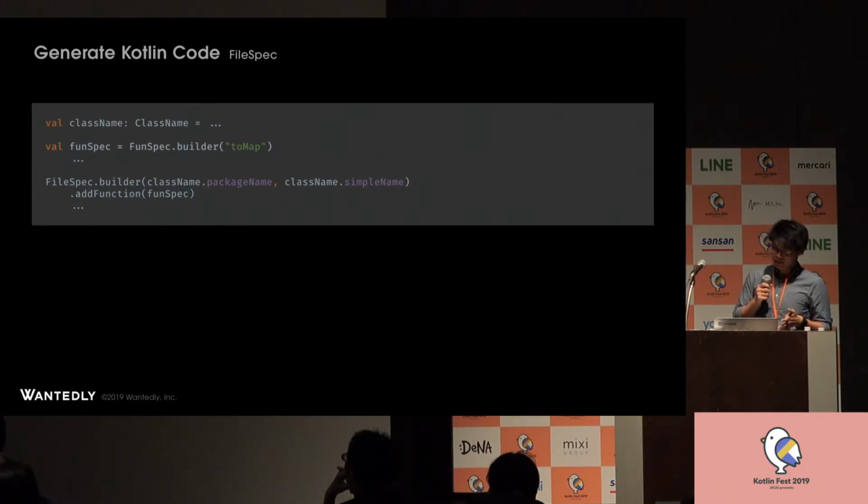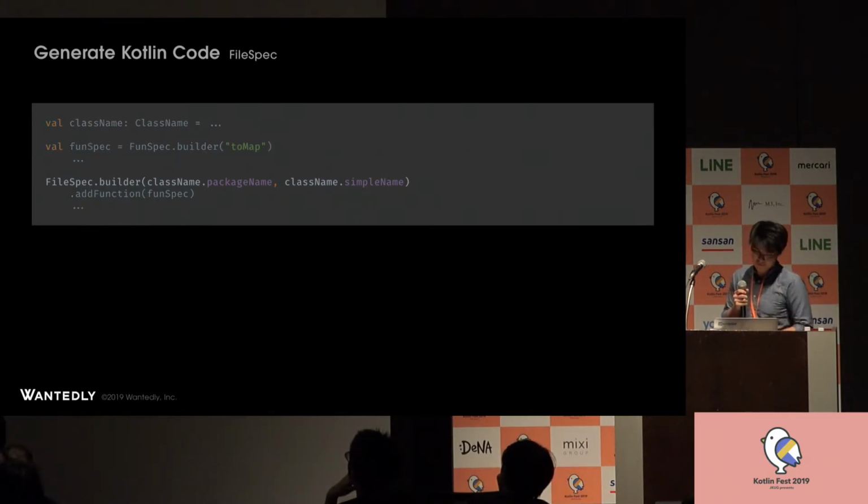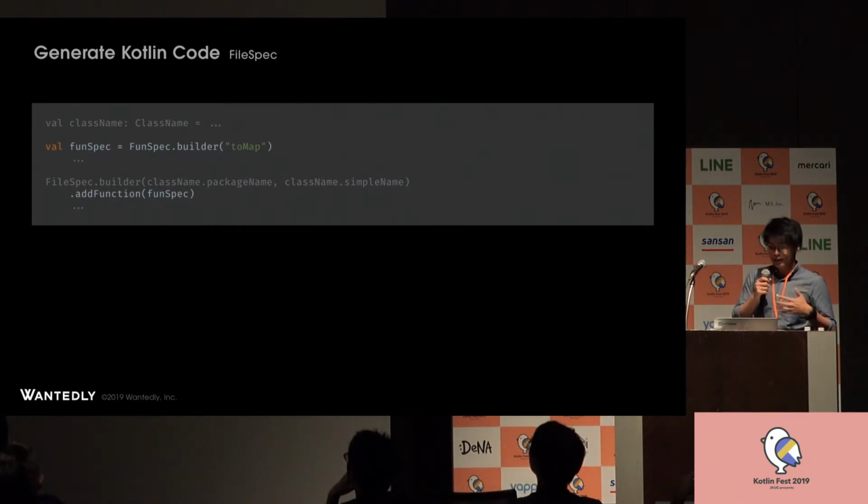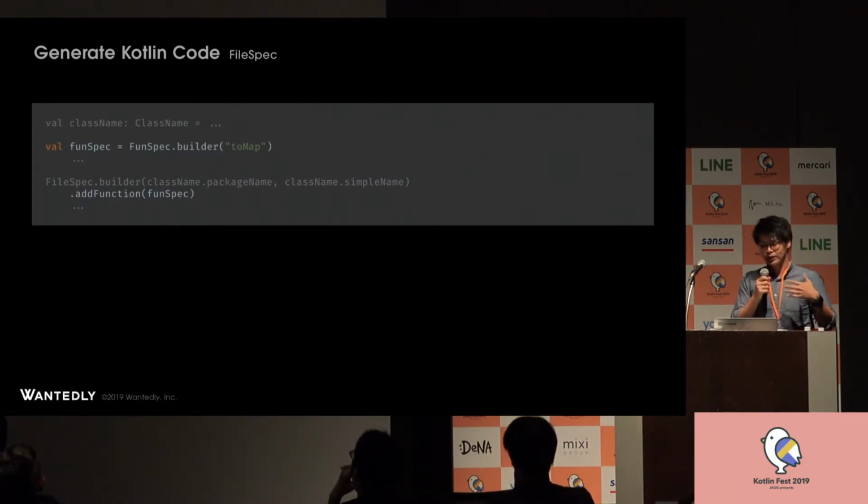FileSpec is a class that we can use to specify the generated file. To create a FileSpec, we will use FileSpec Builder with the package name and the name of the file. And then, since we are going to add an extension function, which is a top-level member, we are going to add our FunSpec directly to the FileSpec.